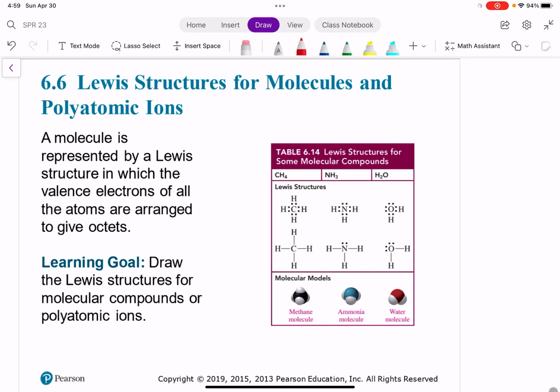Everyone, welcome back to chemistry. In this video, we're going to continue talking about molecules, and specifically we're going to talk about Lewis structures that we can draw for molecules and also for polyatomic ions.